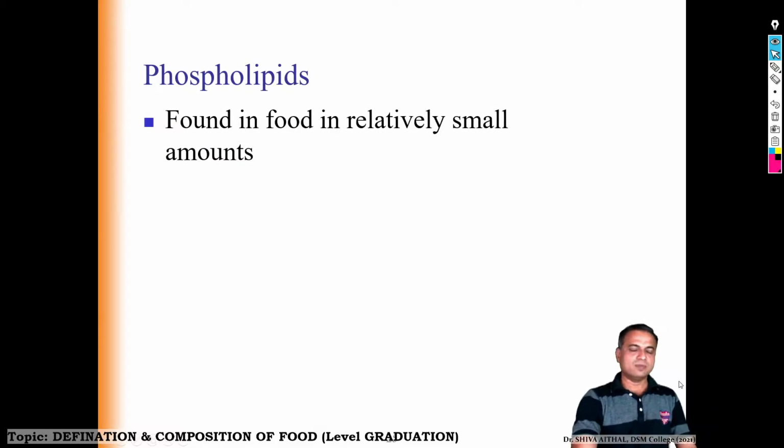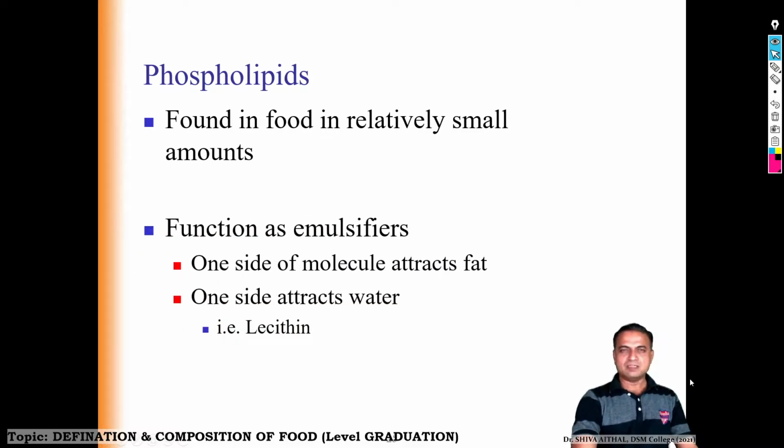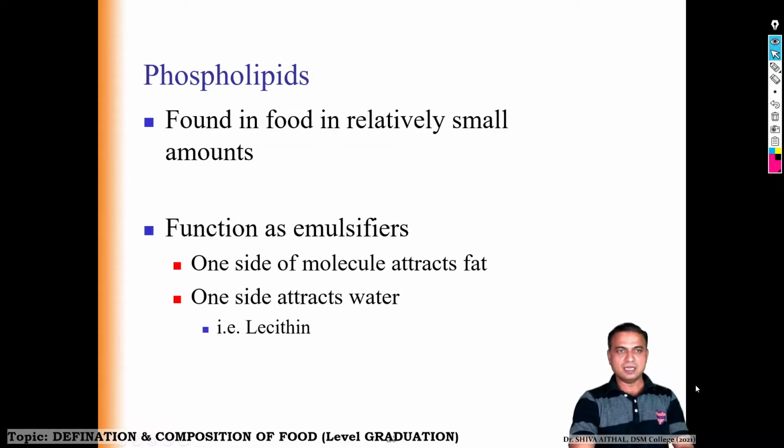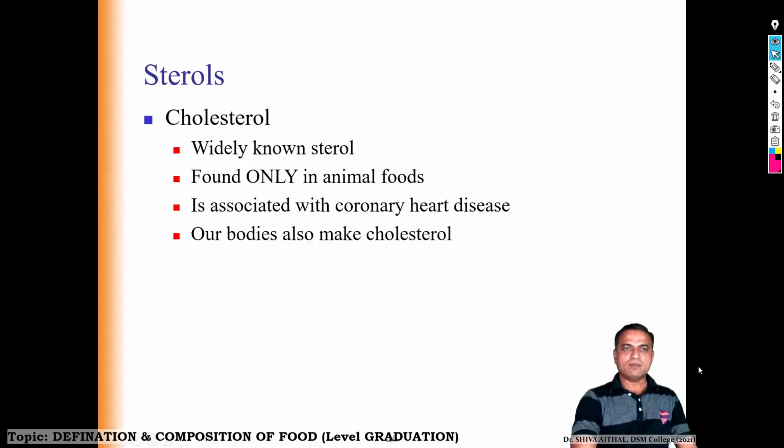We are seeing different types of lipids which are the components of foods. These phospholipids are found in relatively small amounts. They function as emulsifiers. One side of the molecule attracts fat, the other side attracts water, sorry. It emulsifies. Emulsifying agents are used in food, and that is their function. An emulsifier, on one side attracts fat and on the other side attracts water, and then it forms an emulsion, a liquid emulsion. So the next type of fats, these are sterols.